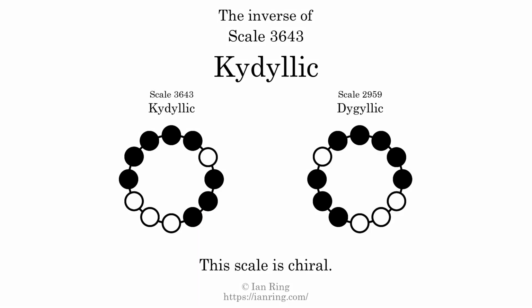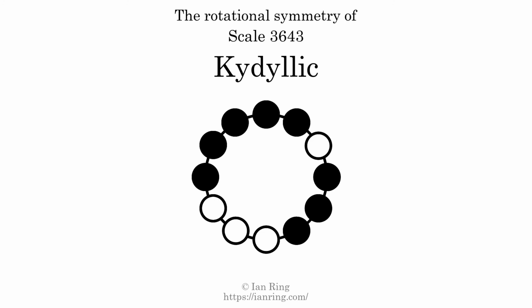The inverse of a scale is a mirror image. It is what you get when the sequence of intervals is reversed. The inverse of this scale is scale 2959, also known as Kydyllic. This scale is chiral. It cannot transform into its inverse by rotational transformation. This scale has no rotational symmetry.